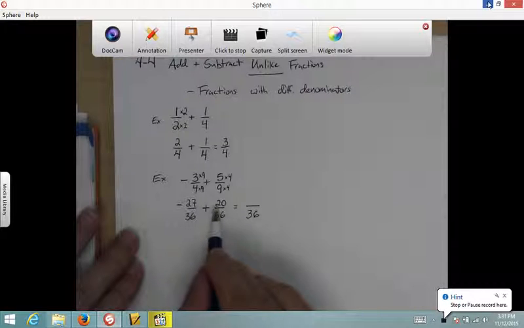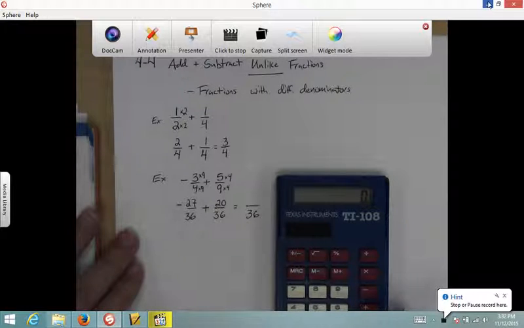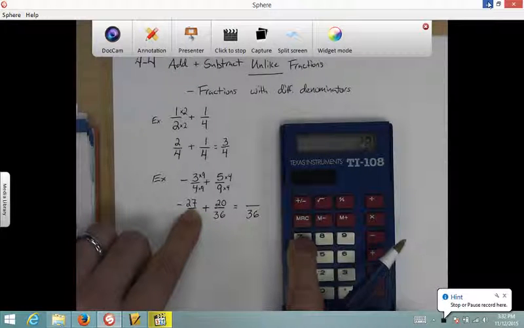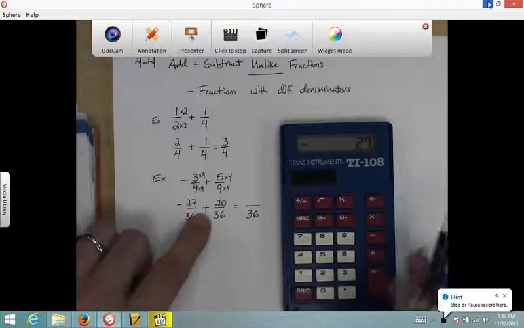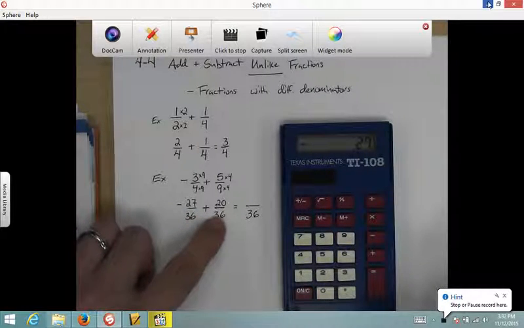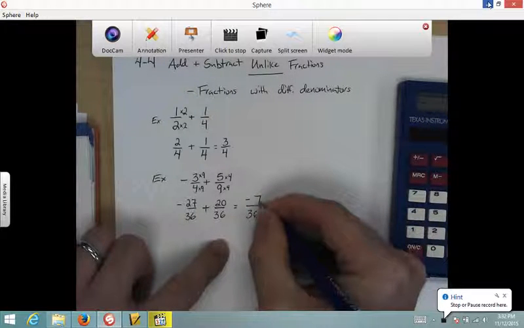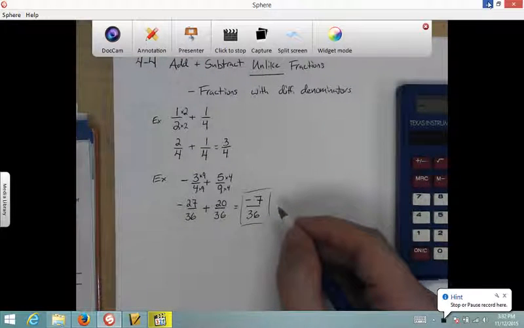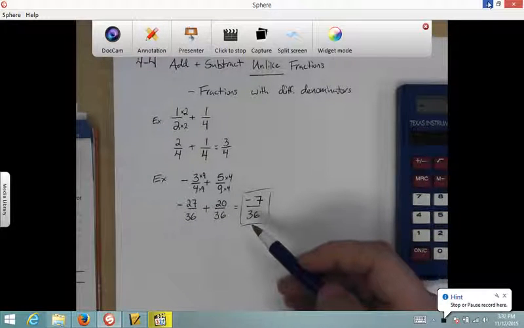And -27 plus 20. If you can do it in your head, great. If you can't, let's review how to do this in the calculator again. The first number I have is -27. So I type in 27 and then make it negative. Check on my calculator. Yep, that's what I've typed in. Plus 20, equals, I get -7. So there's my answer right there, -7 over 36. This is the proper way to add fractions with different denominators.